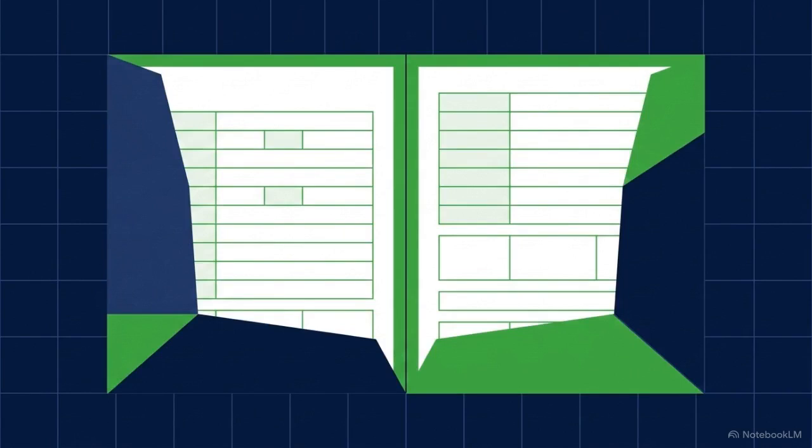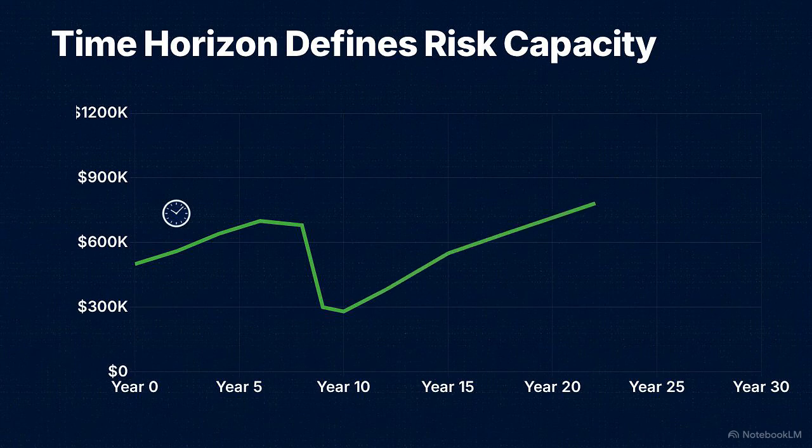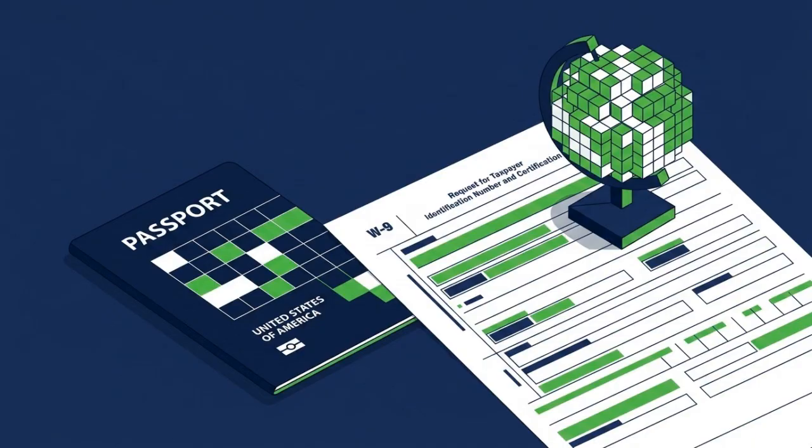It starts by establishing a purely objective baseline. Age is the primary anchor. A client's specific age dictates their overarching time horizon for investing, which strictly caps their capacity to take on capital risk. A 30-year-old has decades to recover from a market crash. An 80-year-old does not.